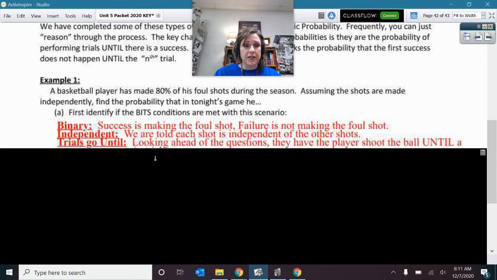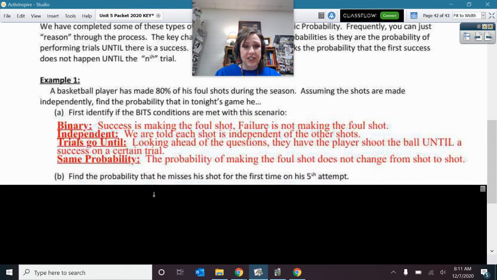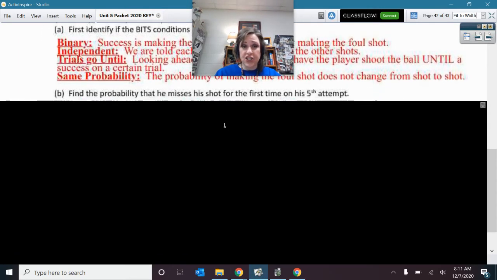We are looking for T. It doesn't actually tell us this yet, but I looked ahead at the next problem and we're finding the probability until the fifth. So we want the probability that he misses his shot for the first time on the fifth. So he makes them until the fifth attempt where he then misses it. So that's our trials are going until. So we're defining that. And of course, that probability is saying success of 80% each time.